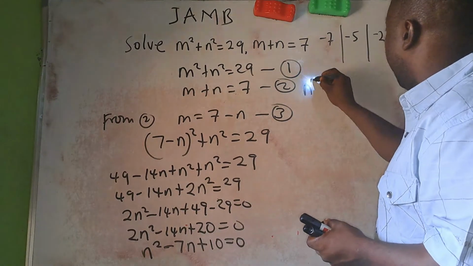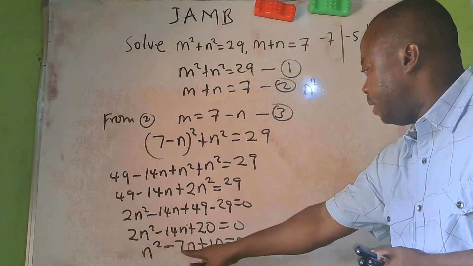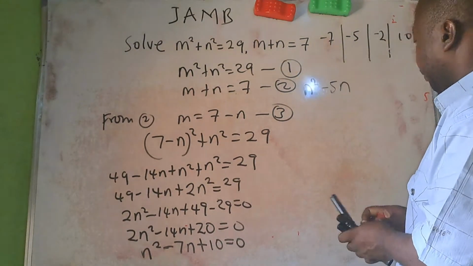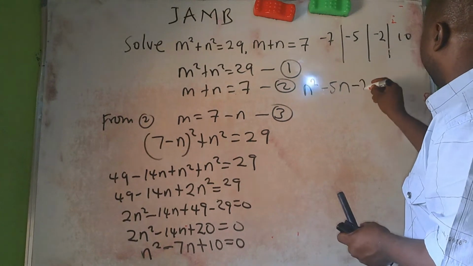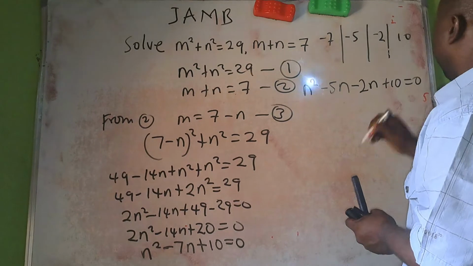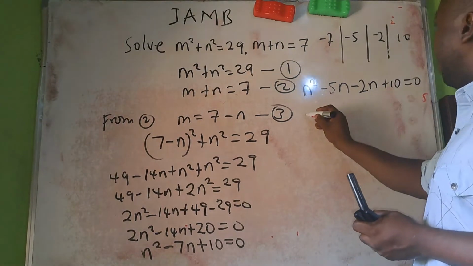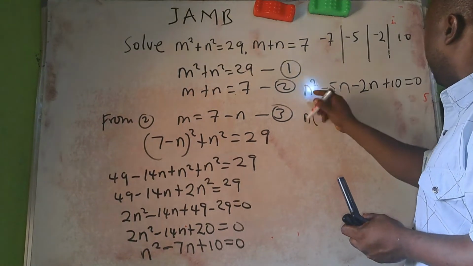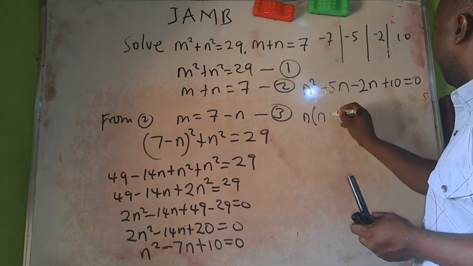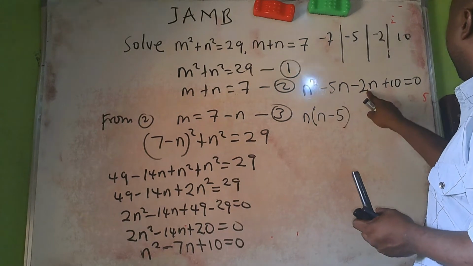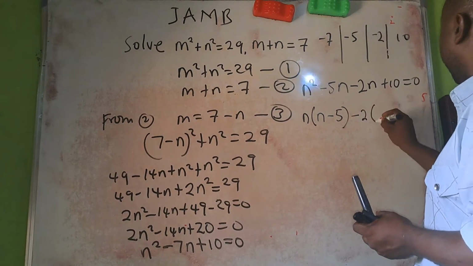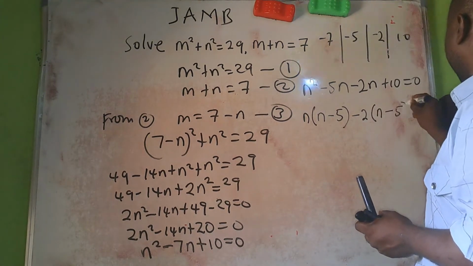I'm now having n squared, where I have minus 7n, and I put minus 5n and minus 2n plus 10 equals 0. So I now factorize. Considering these 2 terms, the HCF is n. I have n, I have n minus 5 here. Considering these 2 terms, the HCF is 2. I have minus 2 into n minus 5 equals 0.